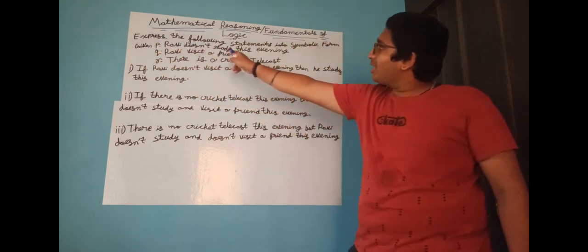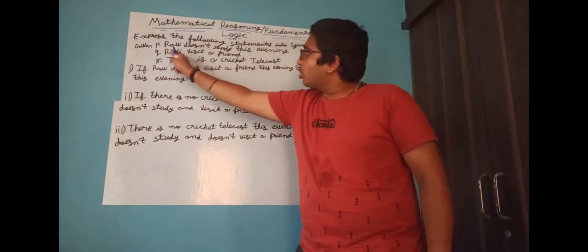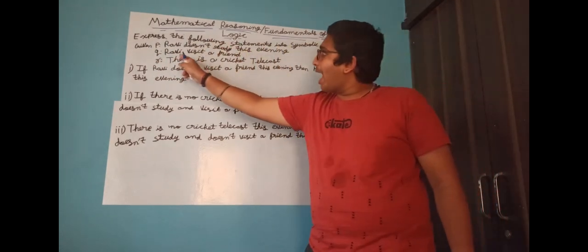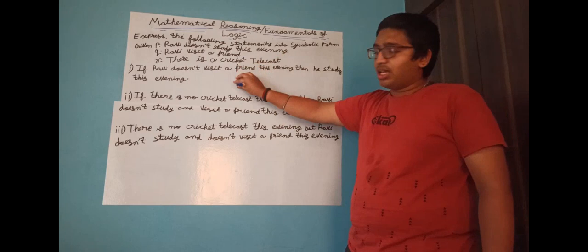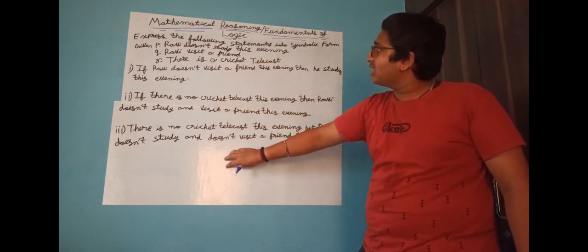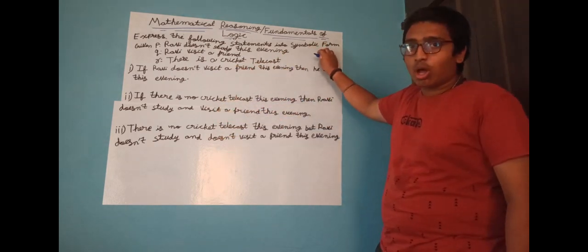P: Ravi does not study this evening. Q: Ravi visits a friend. R: There is a cricket telecast. Now we are going to convert these three statements into symbolic form.